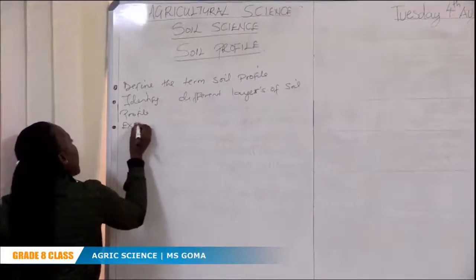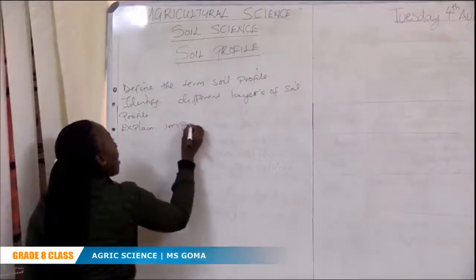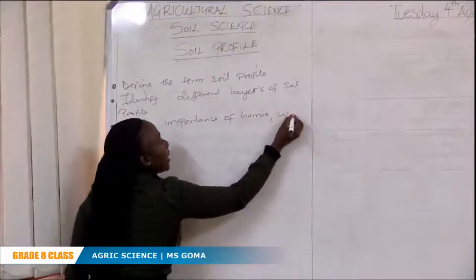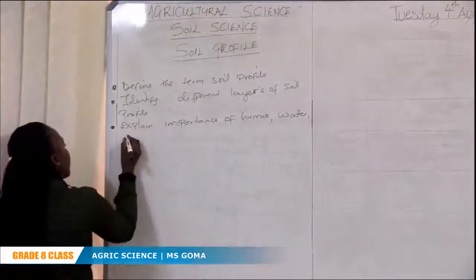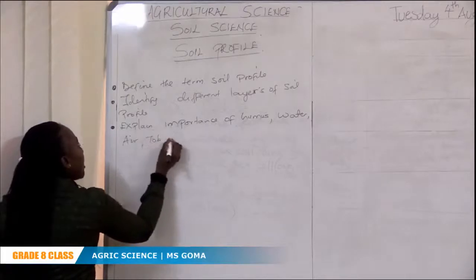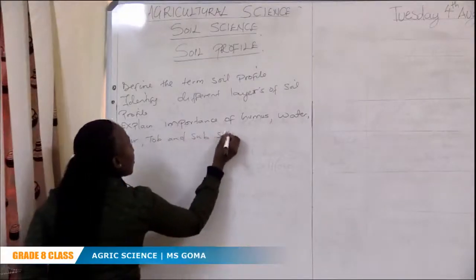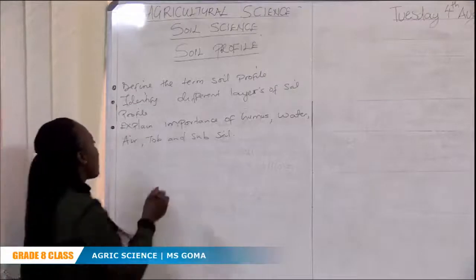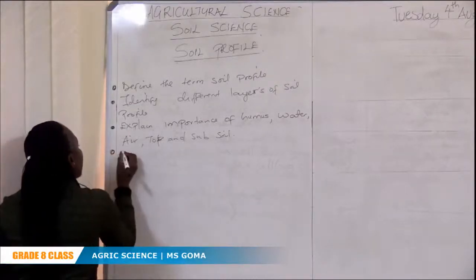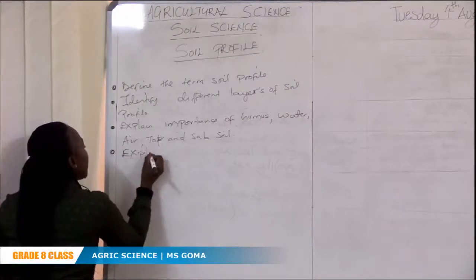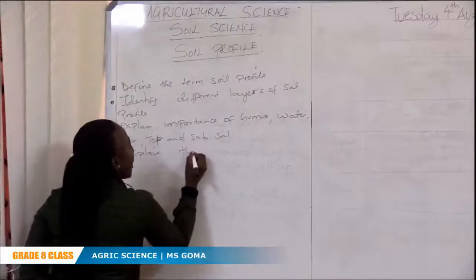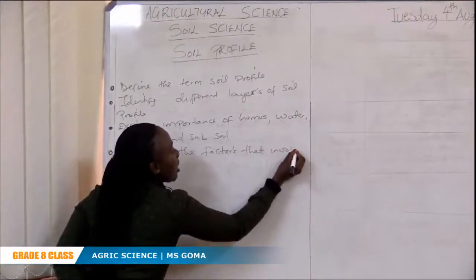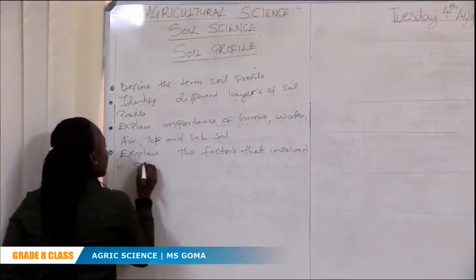We also have to explain the importance of humus, water, air, top, and subsoil. Okay, so after explaining the importance of humus, water, air, top, and subsoil, we'll go further on. We'll explain the factors that are involved in soil formation.